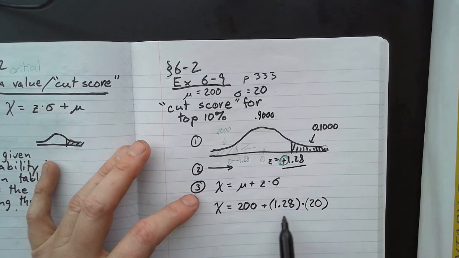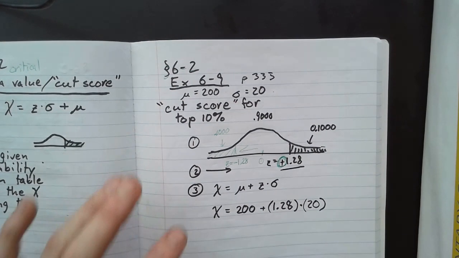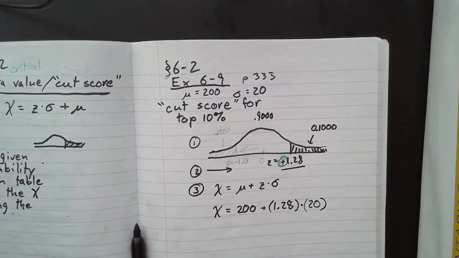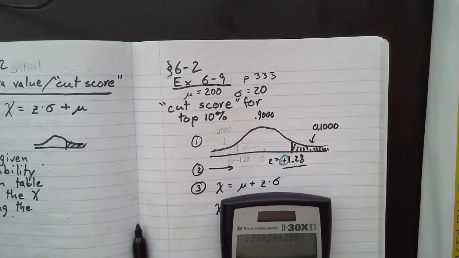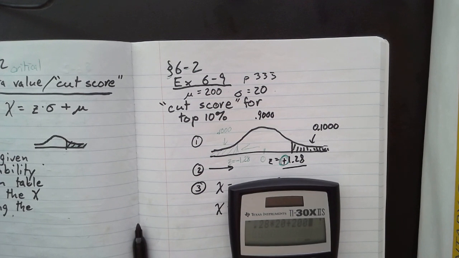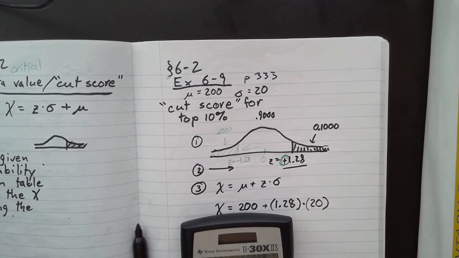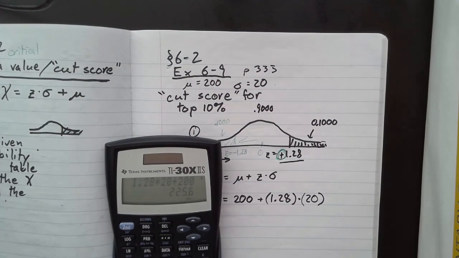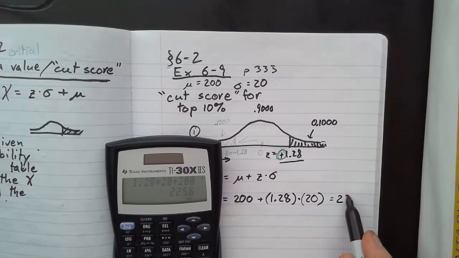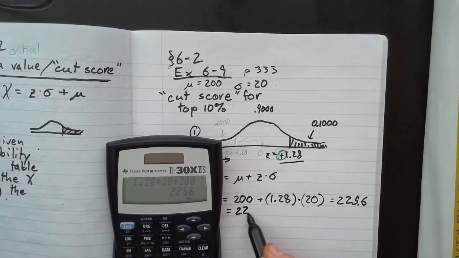Okay, so enough digression. We've got 200 in place of mu, 1.28 for our z value, and 20 for our standard deviation. And then I have to go and get the calculator. Okay, so here's our calculator, and as you can see here, I've entered in 1.28 times 20 plus 200. Let's go ahead and see what that says. So that says 225.6. And we'll just go ahead and bump that up to 226.